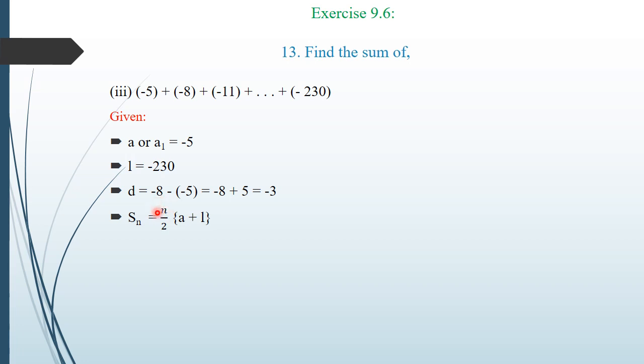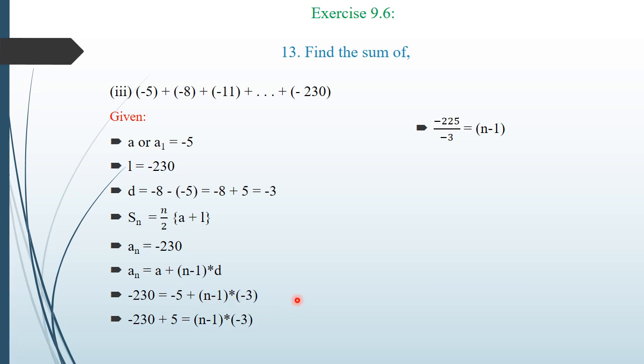So in order to calculate this n, first we need to find the n value using the last term, that is 230. Therefore an equal to minus 230, applying the formula an equal to a plus n minus 1 into d and substituting all the values in this formula, we can find n. Solving this equation for n, we are going to get n as 76 here.